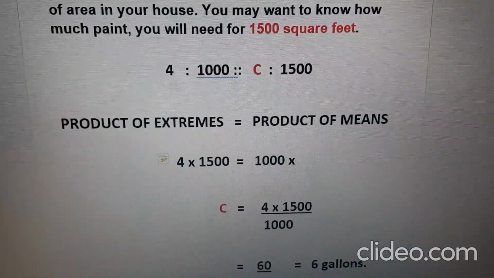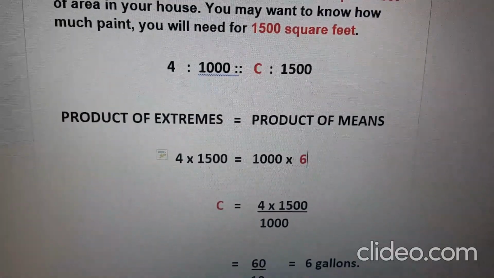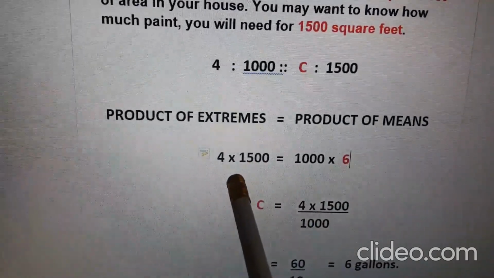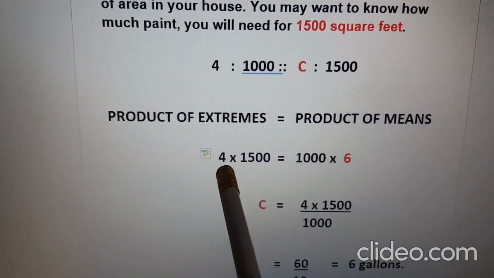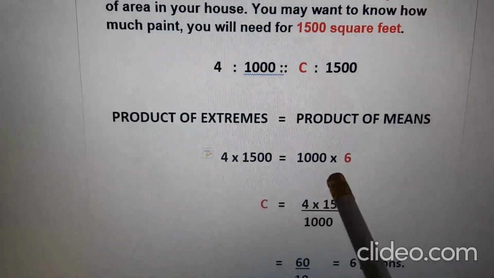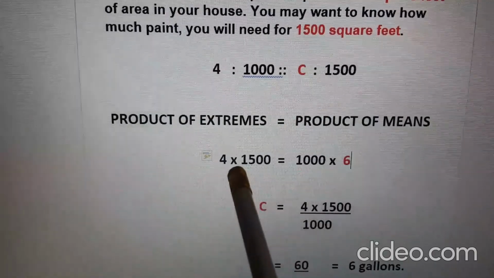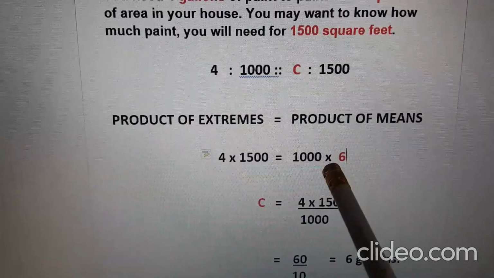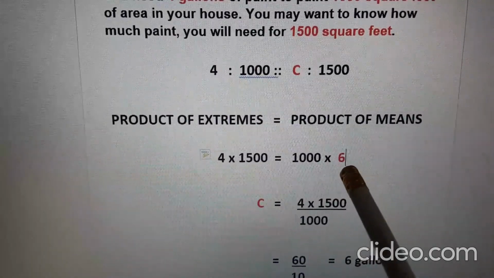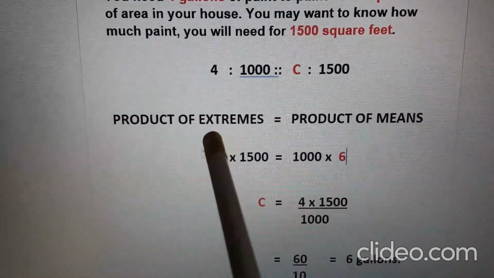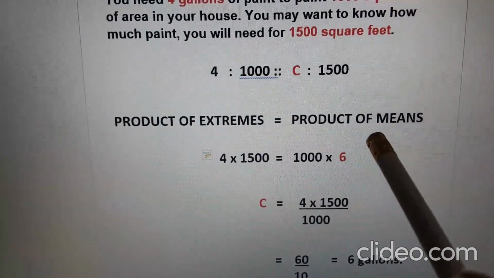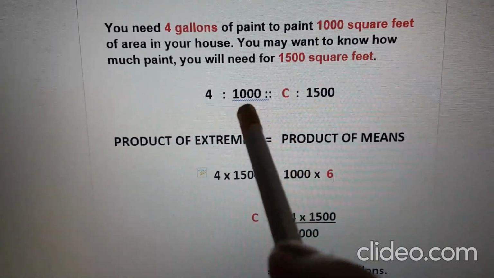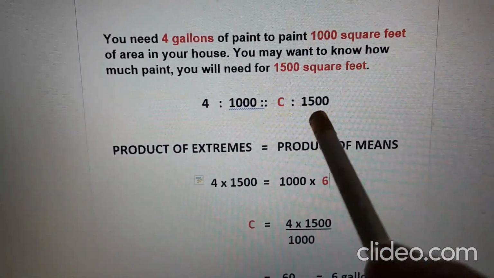So if we write 6 here, we get value as 6000. Here also we are getting 6000. 1500 into 4 is 6000. 1000 into 6 is 6000. So our equation is complete. So the missing term we have found as 6. So the product of extremes is equal to the product of means. So we can say the equation is complete and these numbers are in proportion.